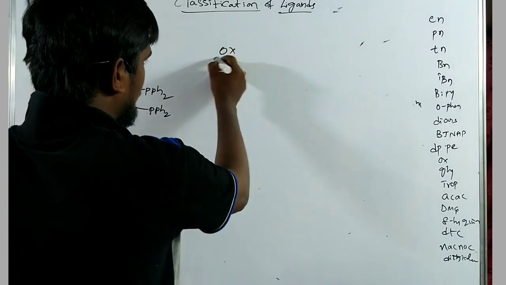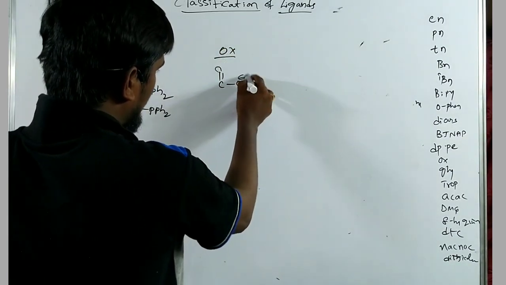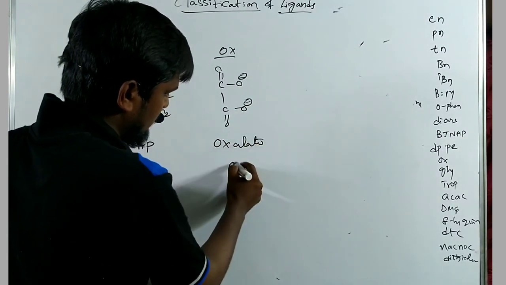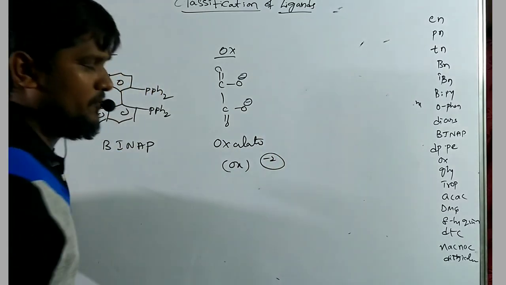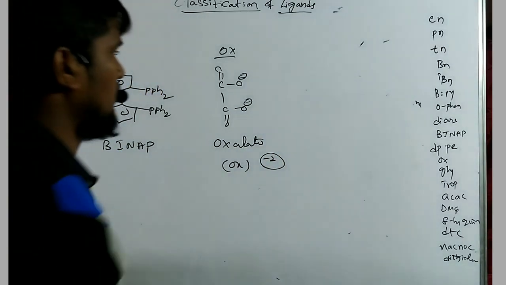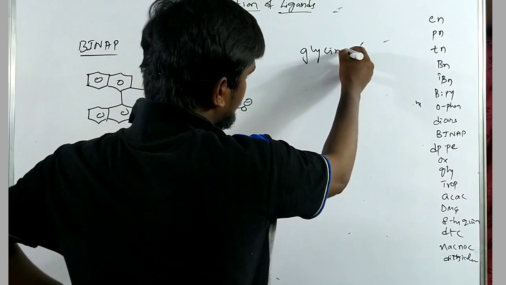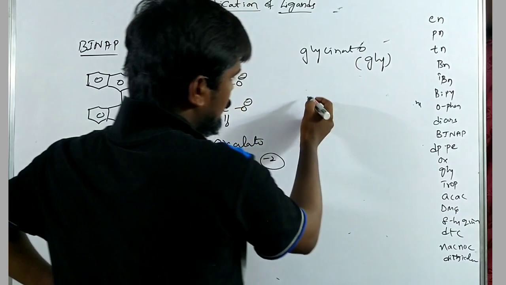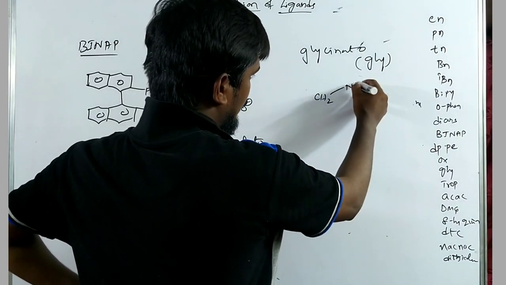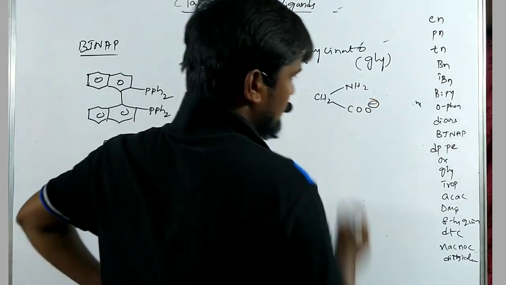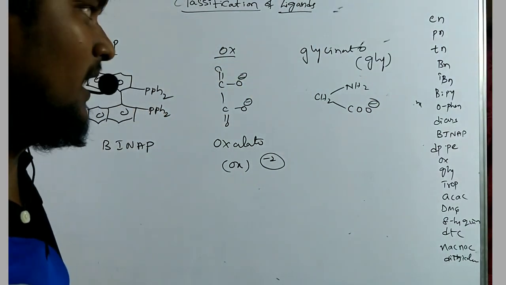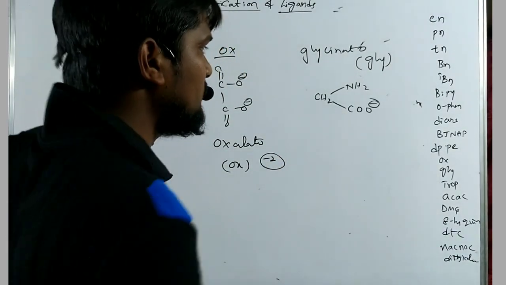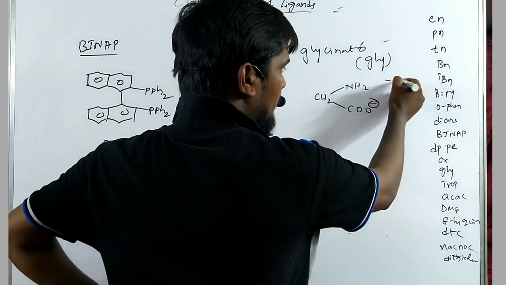So next one is oxalato, C2O4 with a minus 2 charge. Now glycinato, which is simply represented by NH2CH2COO minus. The simplest amino acid is glycine, which is the only optically inactive amino acid. So glycinato also has a negative 1 charge.